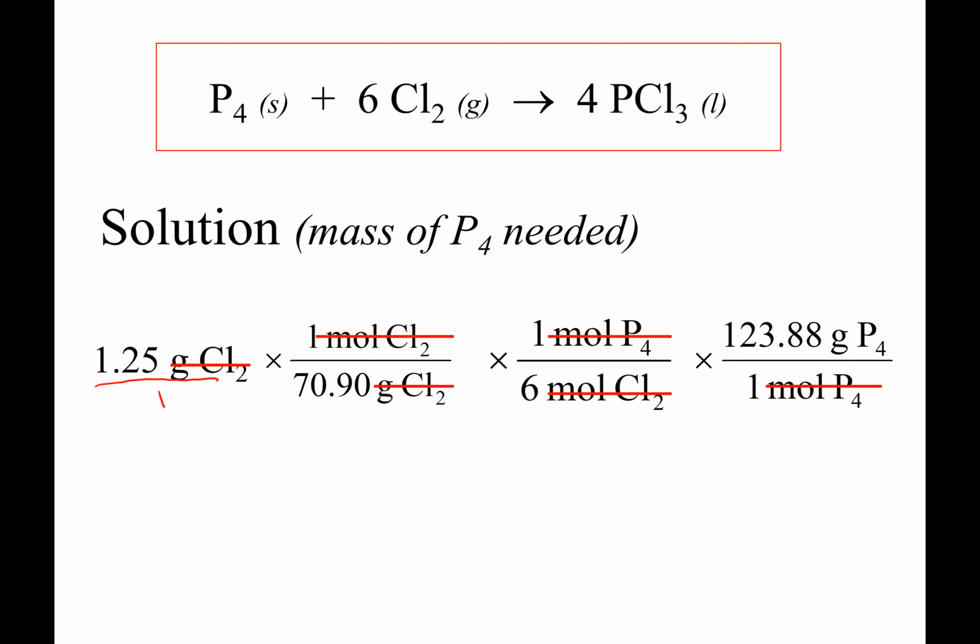Gabe, how many sig figs do I round it to? 3. Nice. In your calculator, if you take 1.25 times 123.88 and you divide that by, in the denominator, the quantity 70.90 times 6, you should get this number. Okay?